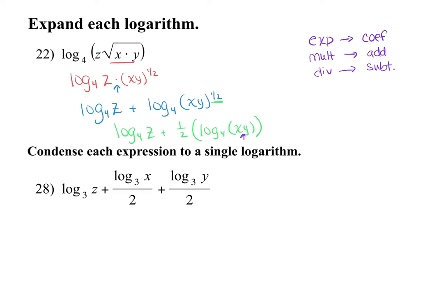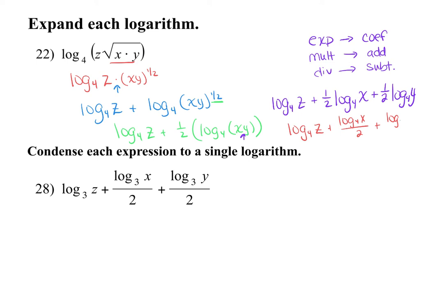This multiplication can be expanded with addition. Log base 4 of z plus 1/2 log base 4 of x plus 1/2, that 1/2 goes to both of them, log base 4 of y. And I think in your answer key, they put it over 2. That's the same thing as 1/2 being in front. I'll take it either way. So I think your answer key looks like this: log base 4 of z plus log base 4 of x over 2 plus log base 4 of y over 2. I will take either one of those.